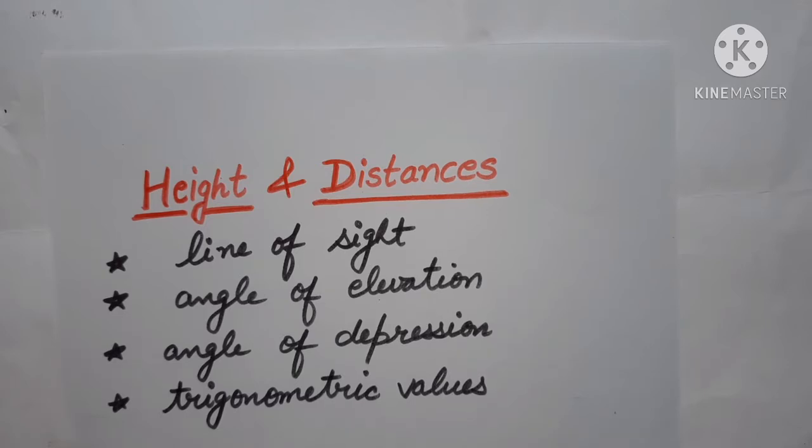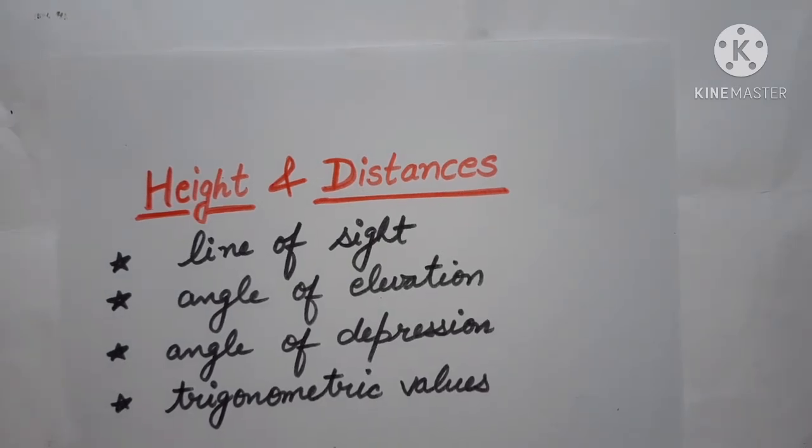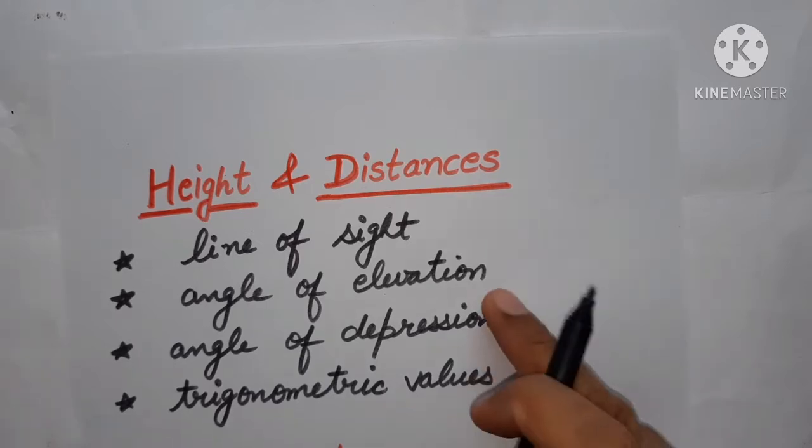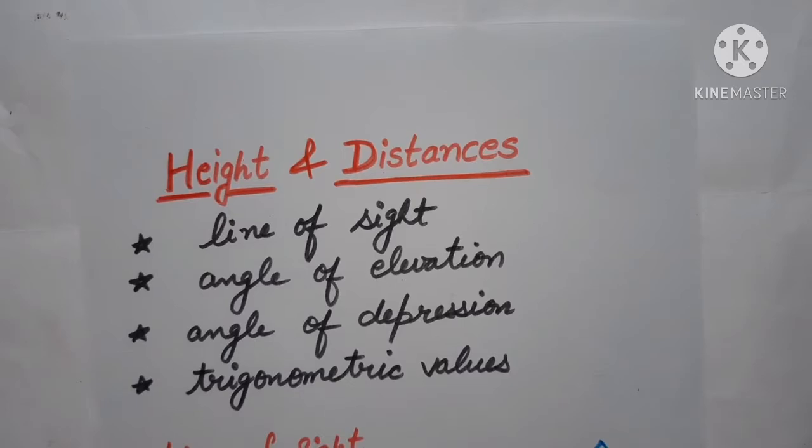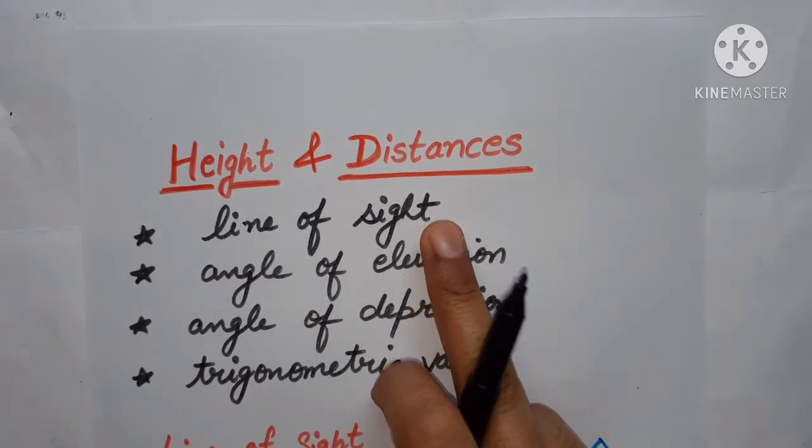To find out the height and the distance of any object by using trigonometry, we should know these points: line of sight, angle of elevation, angle of depression, and trigonometric values. All these points we will discuss one by one. First, we will discuss line of sight.